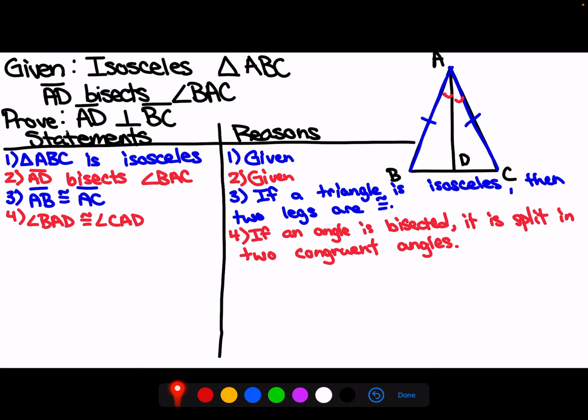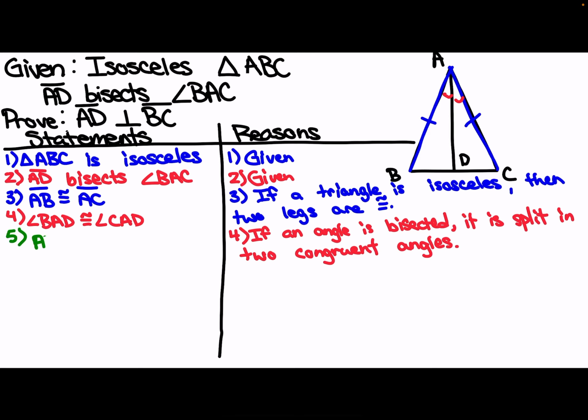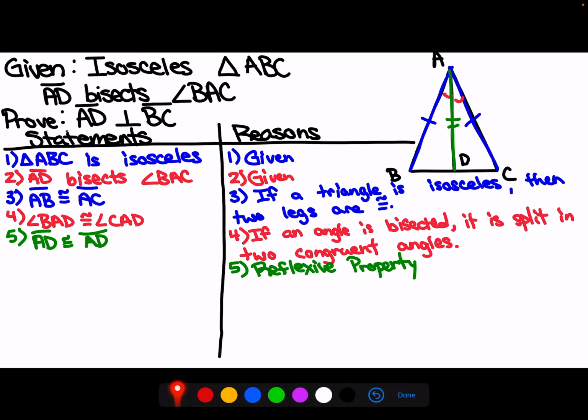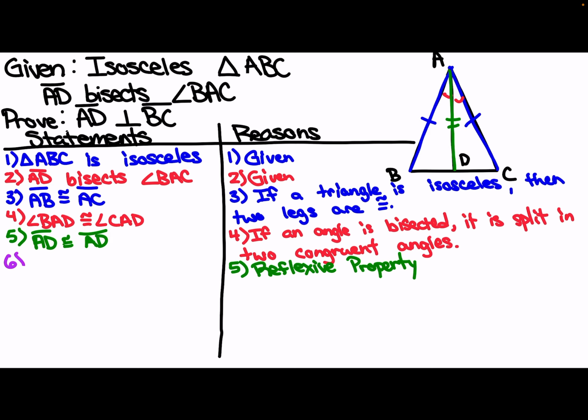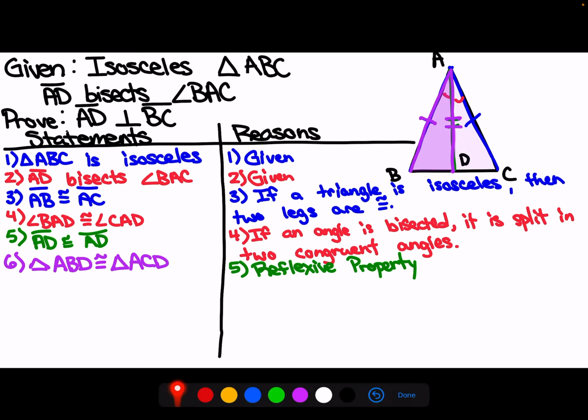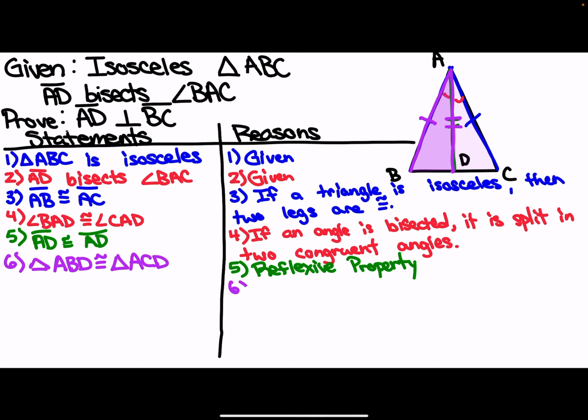Lastly, there's a side that is shared by both triangles. So looking at both these triangles, they both share side length AD. So I can say that AD is congruent to itself, and of course that would be by the reflexive property. At this point, we should have enough information to prove that triangle BAD is congruent to triangle CAD. So triangle ABD, I'm just naming it a little bit differently, is congruent to triangle ACD by side, angle, side. So those two triangles are congruent by side, angle, side.